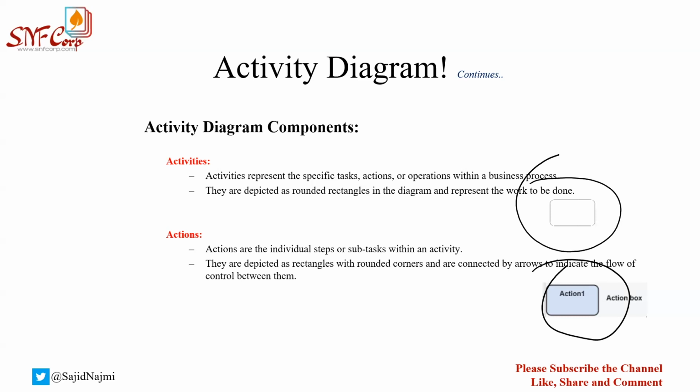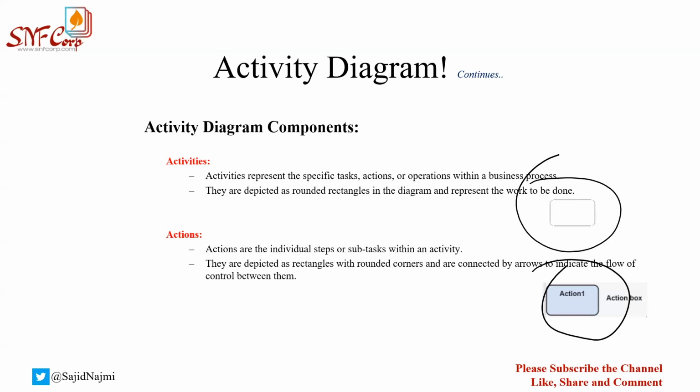So activities and actions, they both look like the same thing. Activity is the main activity and action is like a subtask of that activity. But we represent them like this, if you see the diagrams here. It's a round rectangle diagram. So wherever you see these diagrams, you will understand, okay, these are the different activities or the actions.